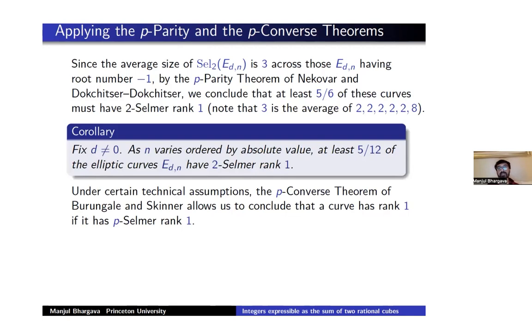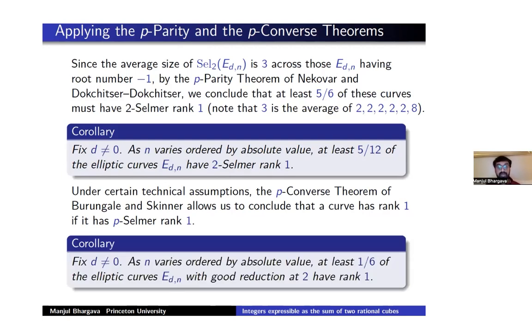And now we apply the p-converse theorem of Berlinger and Skinner, which allows us to conclude that a curve has rank 1 if it has p-Selmer rank 1 under certain technical assumptions, which in the case of 2 include the condition that the curve should have good reduction at 2. And so a corollary using the p-converse theorem is that as N varies ordered by absolute value, at least 1/6 of the elliptic curves E_{D,N} with good reduction at 2 have rank 1. The reason it's reduced from 5/12 to 1/6 is just that these technical assumptions of Berlinger and Skinner have to be applied, and that reduces the proportion, but at least it's a positive proportion that satisfy those technical assumptions, one of which is good reduction at 2.